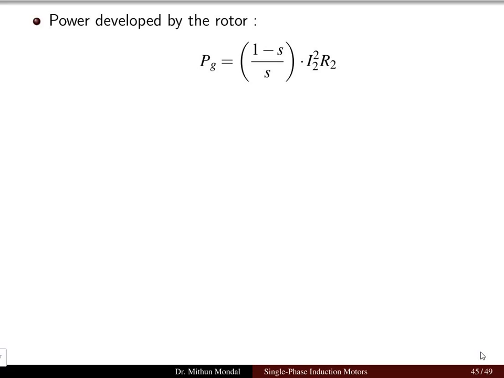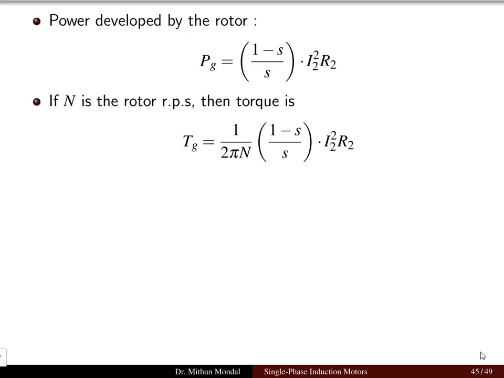If we want to find the power developed by the motor, then the equation for the power developed is (1 minus slip) by slip into the current flowing in the rotor, I2 square into R2. Similarly, if the speed is given in rotor RPS, revolutions per second, then the torque we obtain is given by 1 by 2 pi n, (1 minus slip) by slip, into I2 square R2.